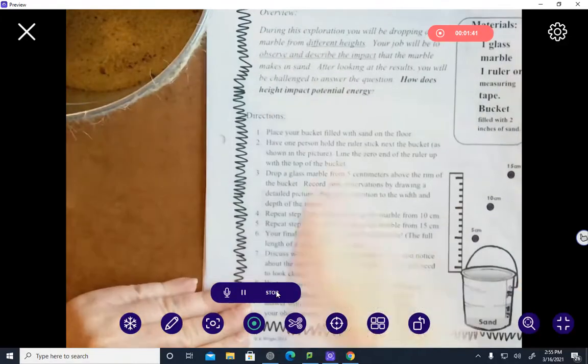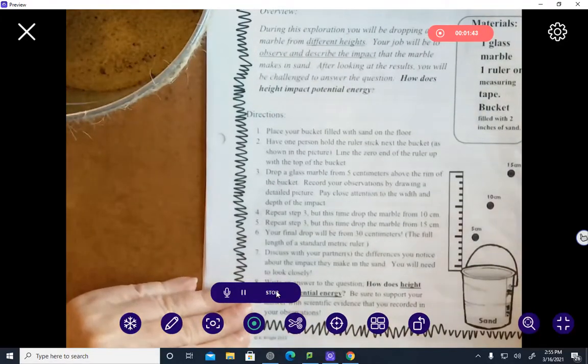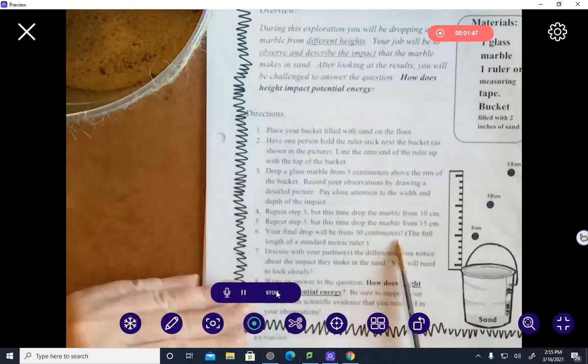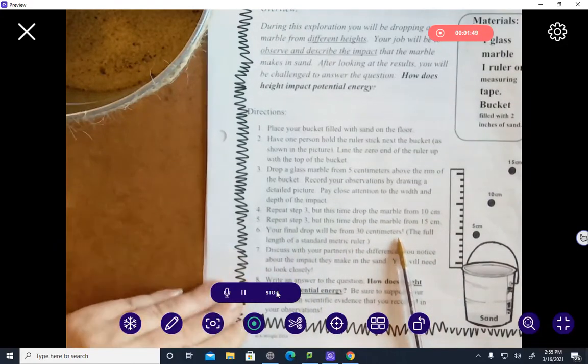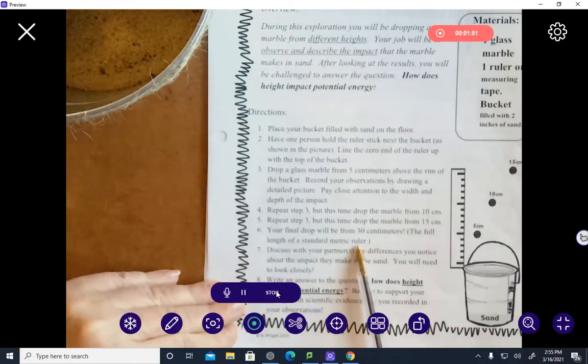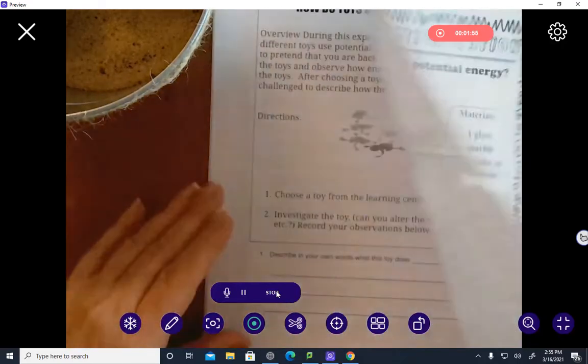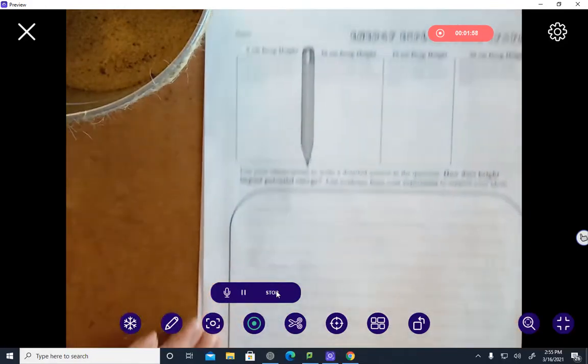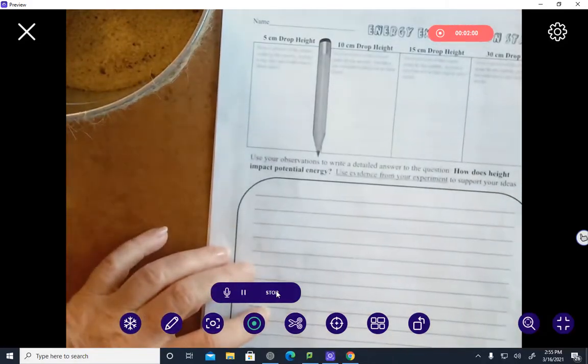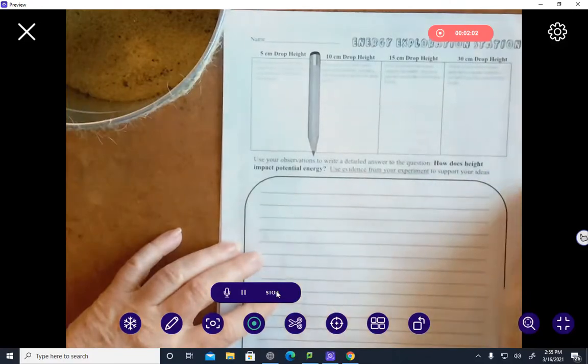We put the bucket on the floor. Then it asks you to repeat this step, but from 10 and from 15, and then finally from 30 centimeters, the full length of a standard metric ruler. Discuss with your partner the differences and how height impacts potential energy. So if you flip it over here, that is where you're supposed to put your information.